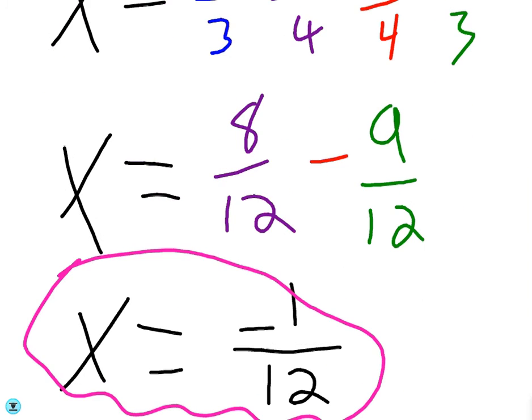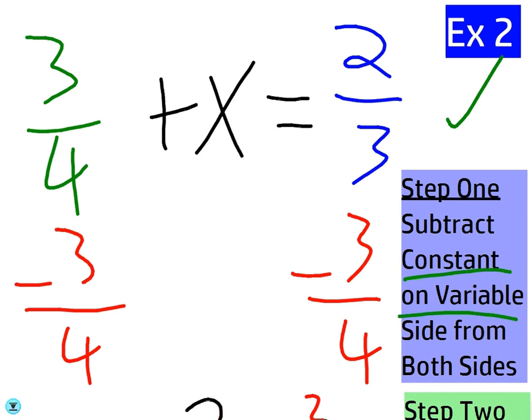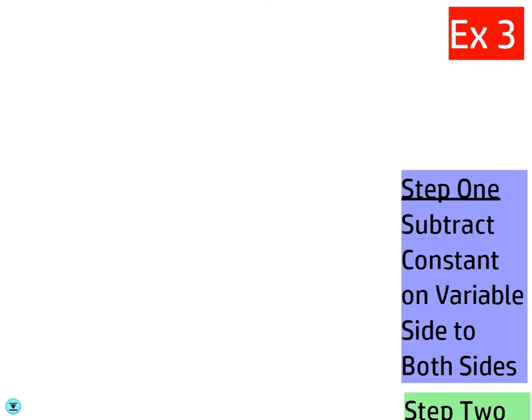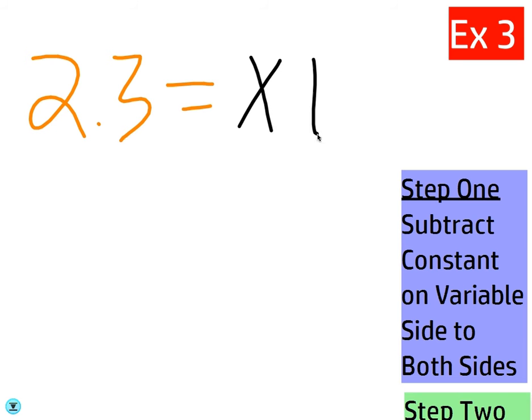9/12 minus 1/12 is 8/12, which reduces to 2/3. But anyways, you just subtract it from both sides, and in this case, you simplify the fraction. Any questions about that? All right, now what if it looks like this? I'm going to do a decimal this time. 2.3 equals x plus 7.7.